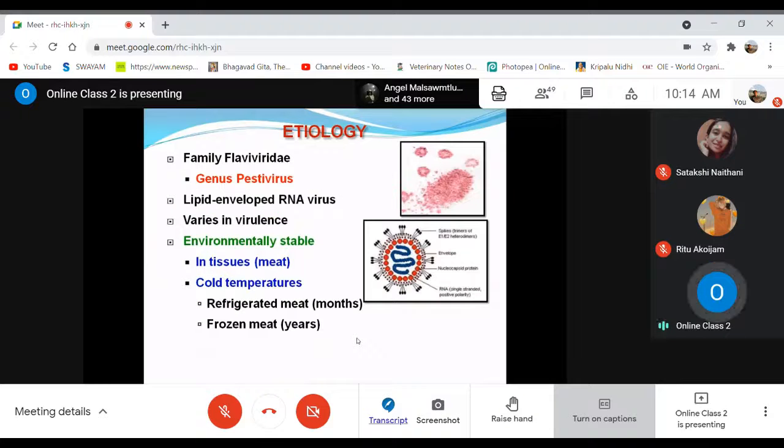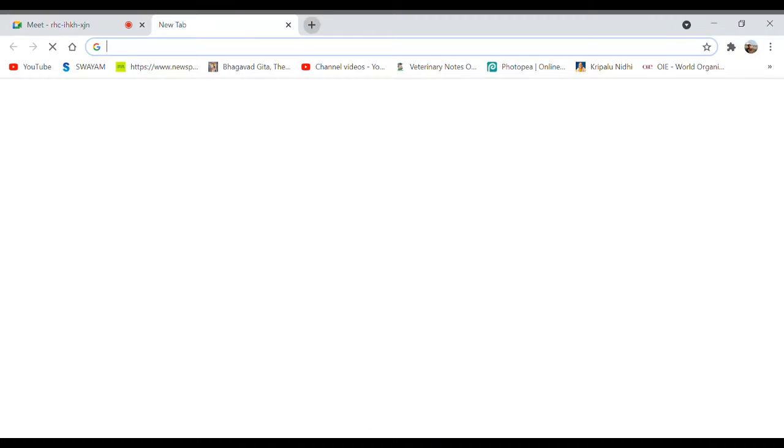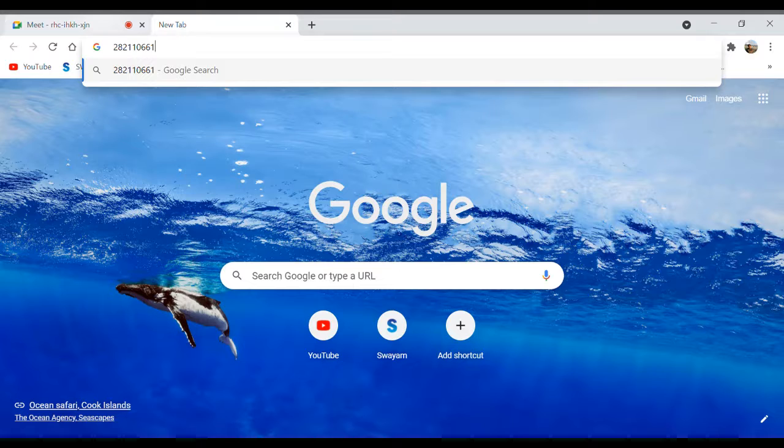When we talk about the etiology, it is caused by a virus known as pestivirus of the family Flaviviridae. Environmentally, this virus is very stable. It may remain present in the tissues of the infected animal, particularly the meat. Even in cold temperatures, in refrigerated or frozen meat, it may remain present for months to years. The virus remains viable.